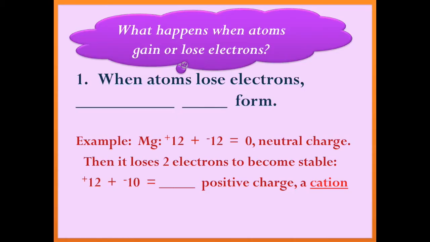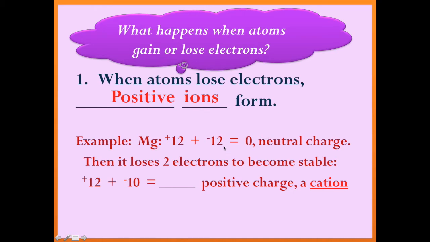So what happens when atoms gain or lose electrons? When atoms lose electrons, positive ions form. It might seem strange that losing something makes it positive, but remember that it's losing negative charges. So it's losing its negativity. Here, for example, magnesium has 12 protons and 12 electrons. That adds up to 0, neutral.